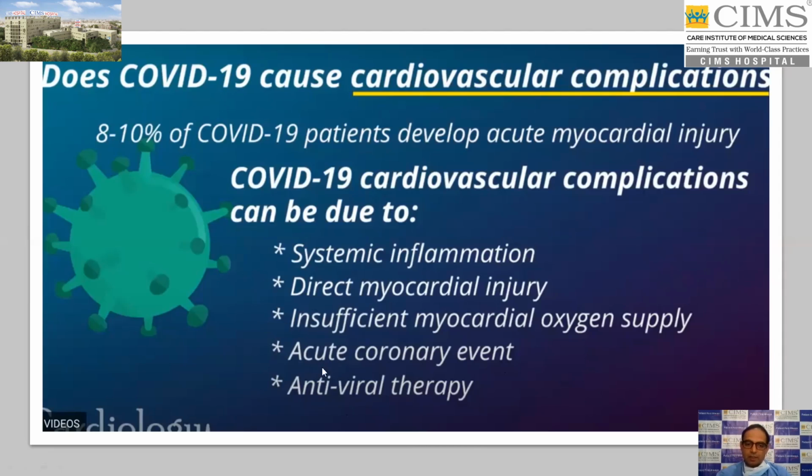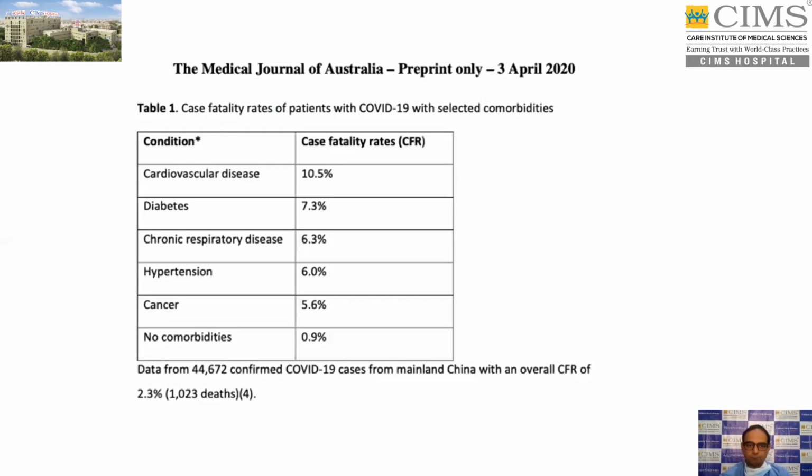And sometimes even certain therapies can result in cardiac dysfunction. If you give antiviral therapy, they can have cardiac toxicity. In the same way, chloroquine or hydroxychloroquine can result in QTc prolongation, and that can result in arrhythmia problems and cardiac toxicity. So these are the proposed mechanisms where COVID-19 can affect the heart and cause cardiovascular complications.